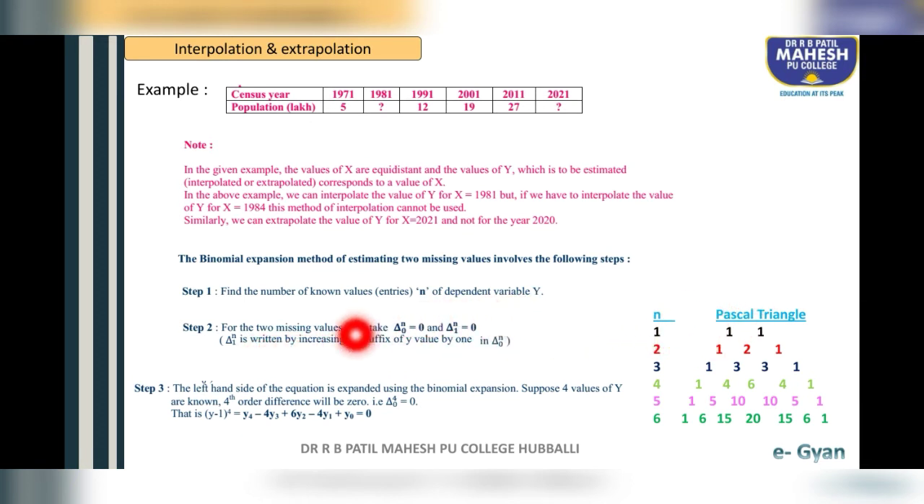For example, see here, n is 4. So you have to refer to the 4 series. The values are 1, 4, 6, 4, 1. So write here the numbers 1, 4, 6, 4, 1. Like this you have to refer to the Pascal triangle.